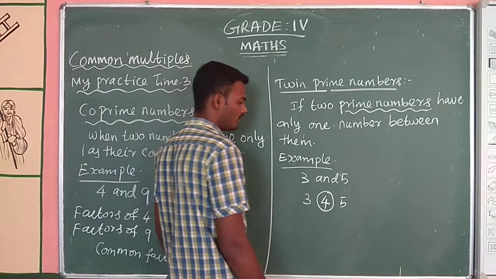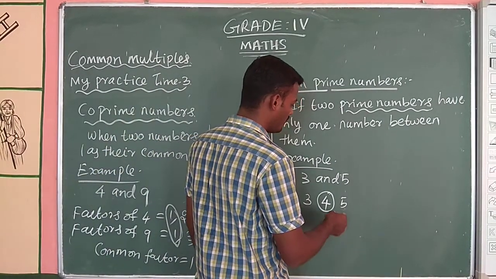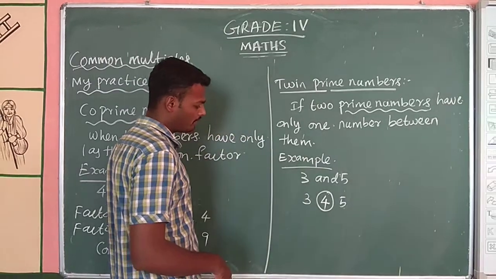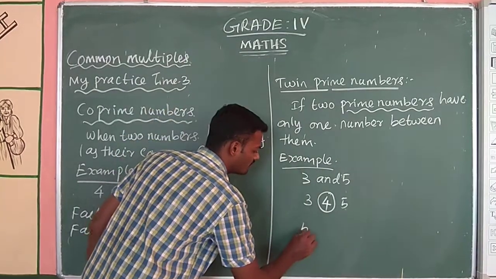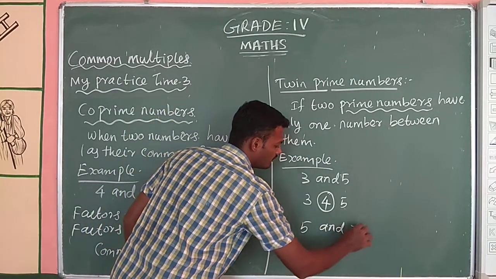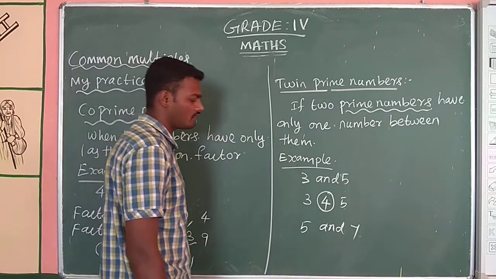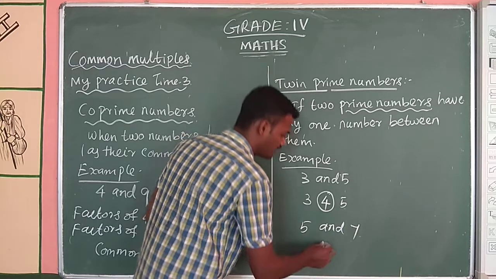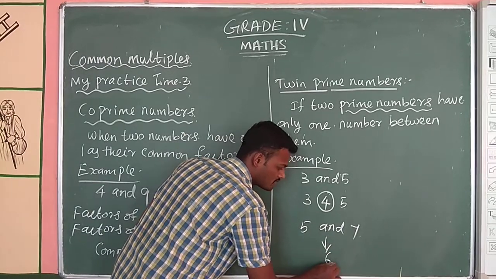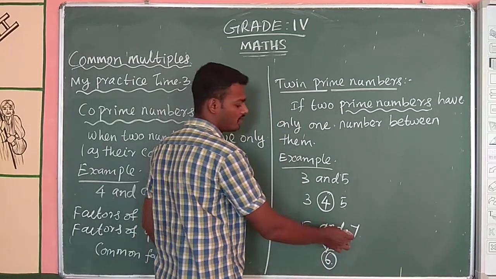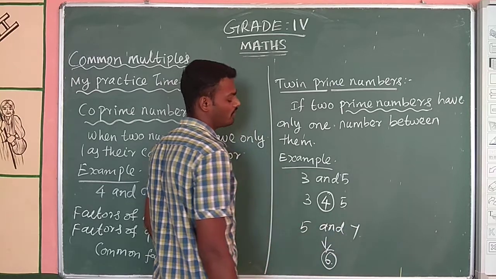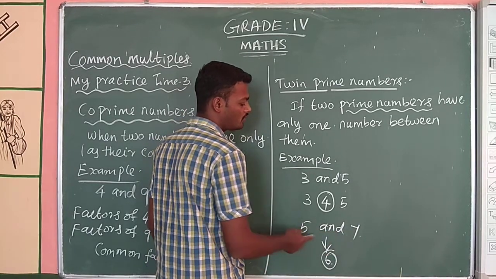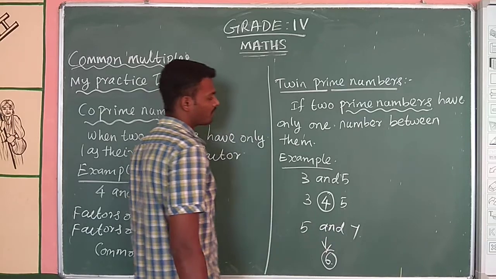For another example, we have the prime numbers 5 and 7. 5 is a prime number, 7 is also a prime number. Between them we have only one number, that is 6. So 3 and 5 are twin prime numbers, and 5 and 7 are twin prime numbers.